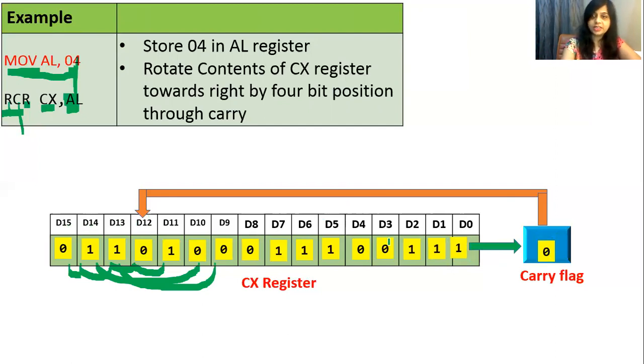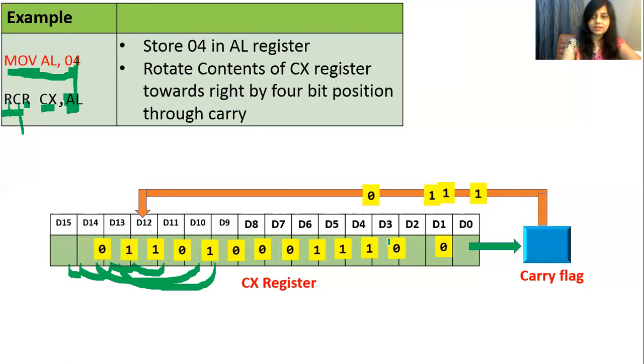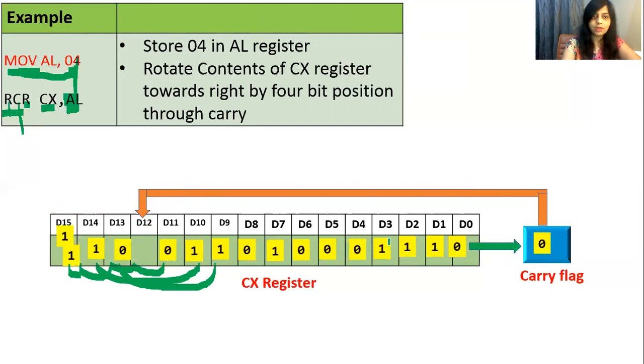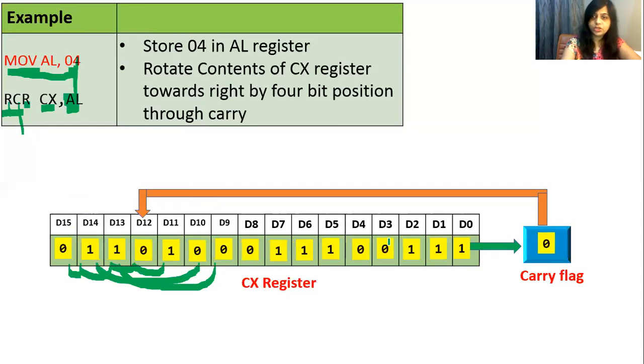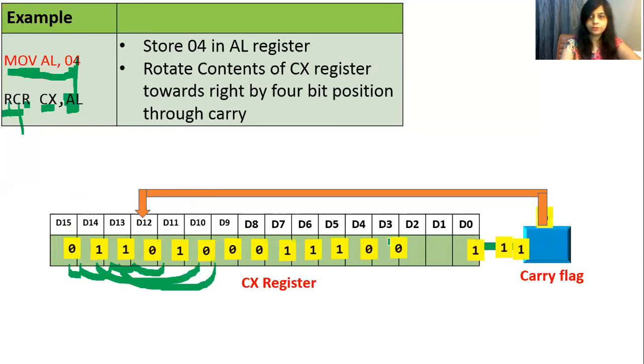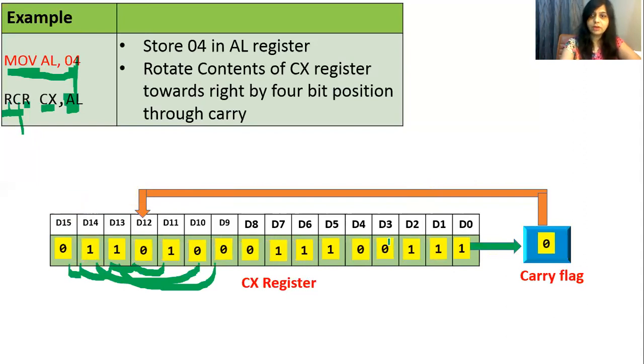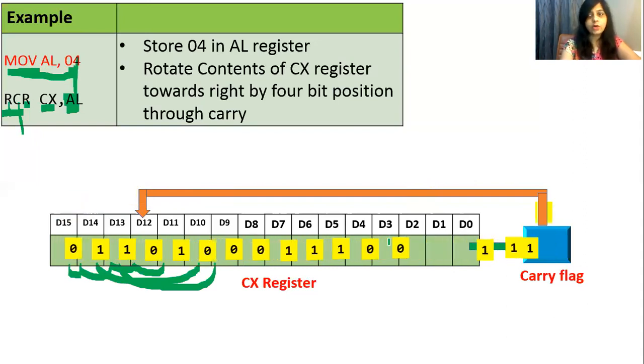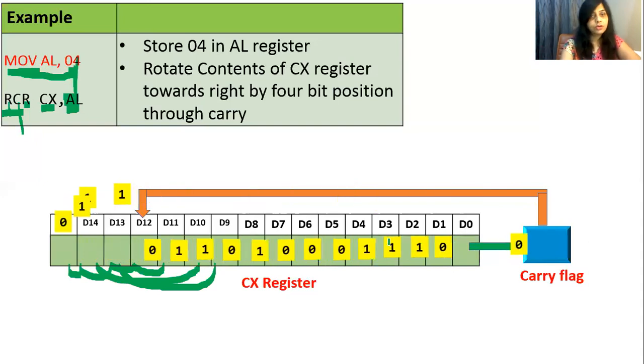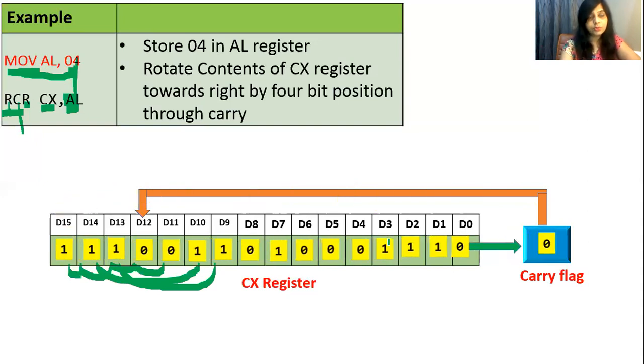Let's see how it takes place. See very carefully what is happening. One more time I will show. See carefully how bits are rotating towards right by 4-bit position through carry. Remember that we can write here even a register, and whatever the register holds, it will rotate that many times.